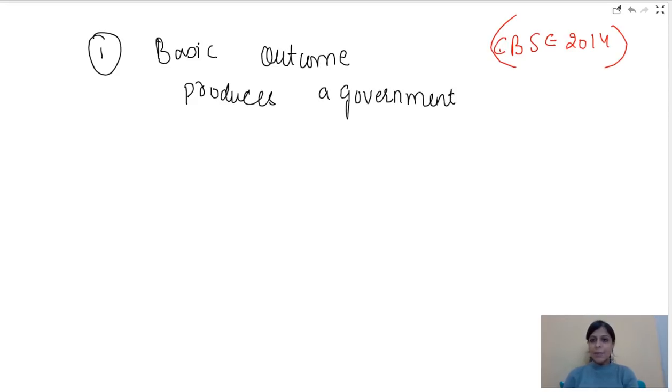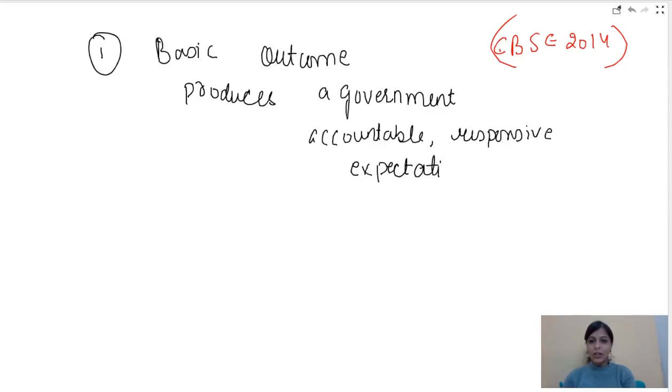So it basically produces a government that is more responsive to the needs of the people, that is accountable to the people. So three things: accountable, responsive to the needs of the people, and expectations. So you've covered all the important points: expectations of the citizens. So rather than using the word people, try to write citizens.